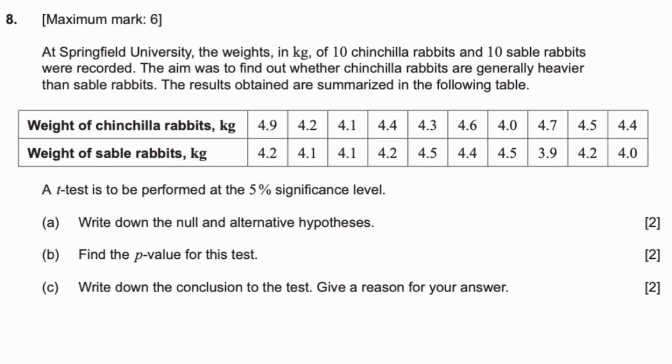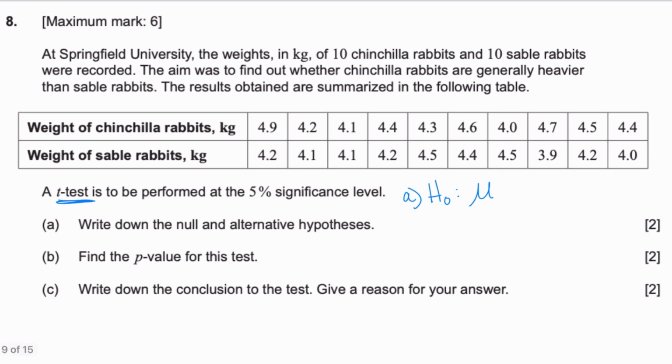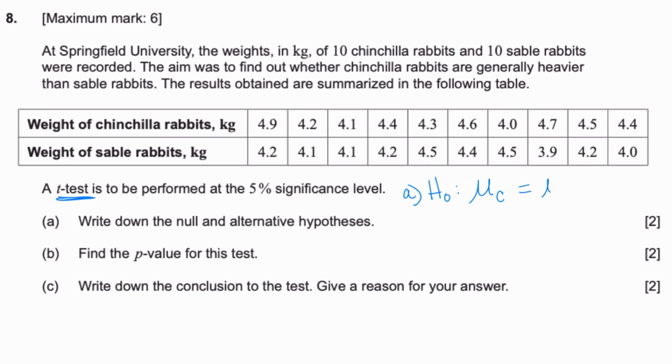It is best to write the null and alternative hypothesis in a t-test using symbols. In this case, our null hypothesis is going to be that the population mean for chinchilla rabbits is equal to the population mean for sable rabbits. So we can say the mean, so mu, that's the symbol for the population mean, of the chinchilla rabbits is the same as the mean of the sable rabbits.